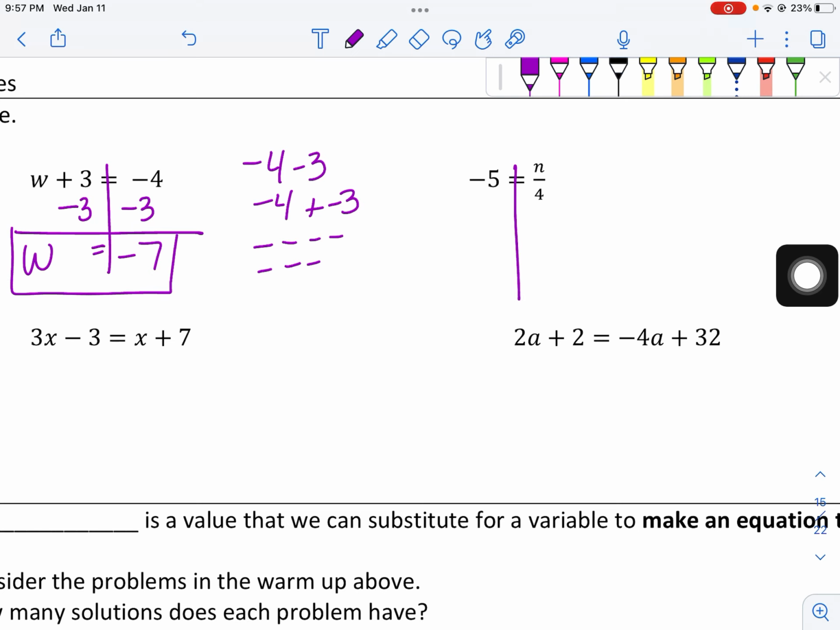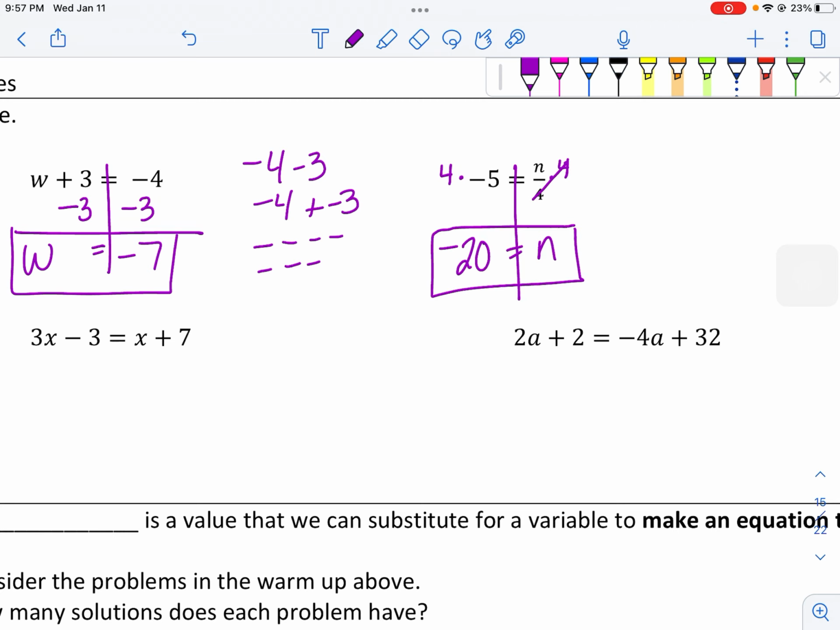All right, negative 5 equals n divided by 4. That's what this fraction bar means. So the inverse of dividing by 4 is multiplying by 4. To get rid of the divide by 4, we multiply. Then on the left side here, 4 times negative 5 will be negative 20. And then we're just left with n. So n equals negative 20.